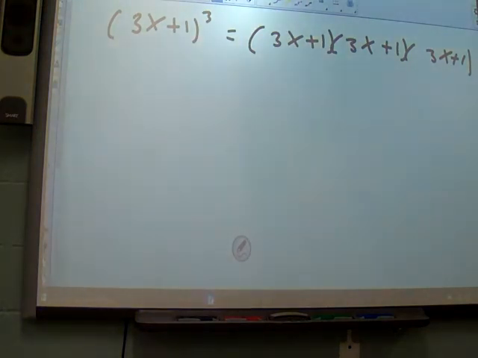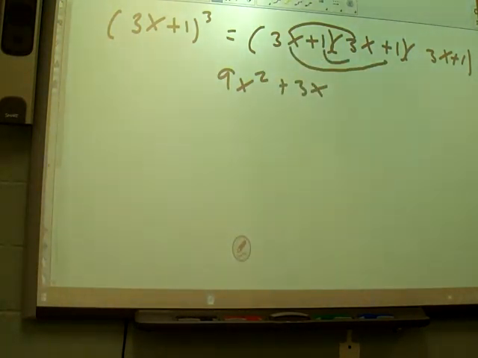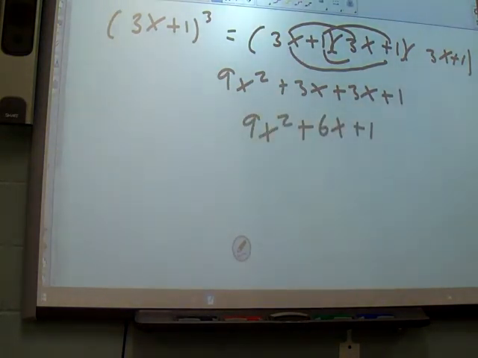So I'm going to go ahead and just work the first two. That's going to get me 9x squared. And that shortcut will work here: 3x, 3x, and then 1 times 1. So when I combine those like terms in the middle, I've got 9x squared plus 6x plus 1.